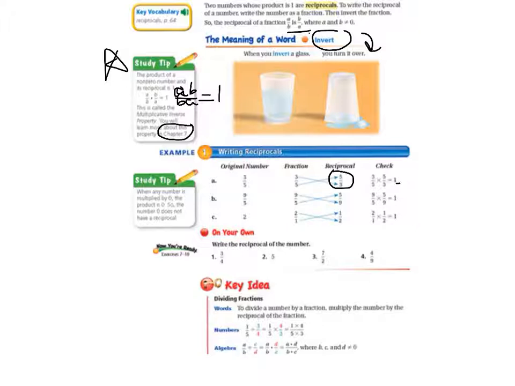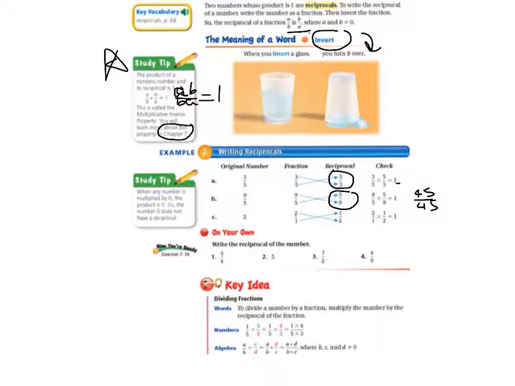Letter B, 9/5. We flip that fraction over to get 5/9. 9/5 times 5/9 equals 45 over 45, which equals 1.